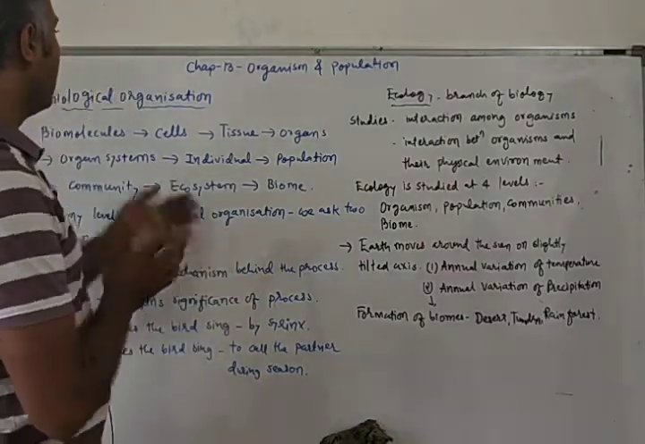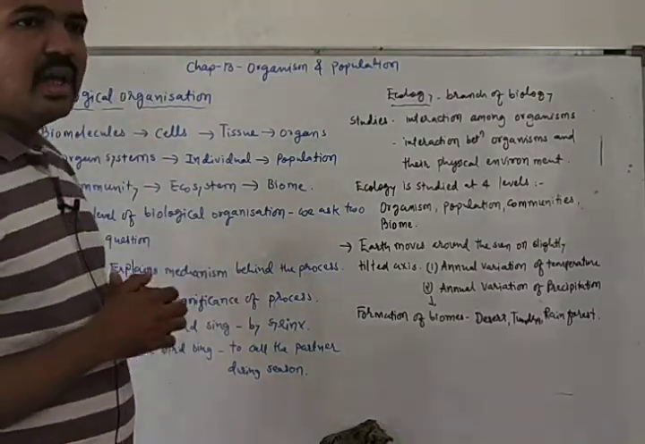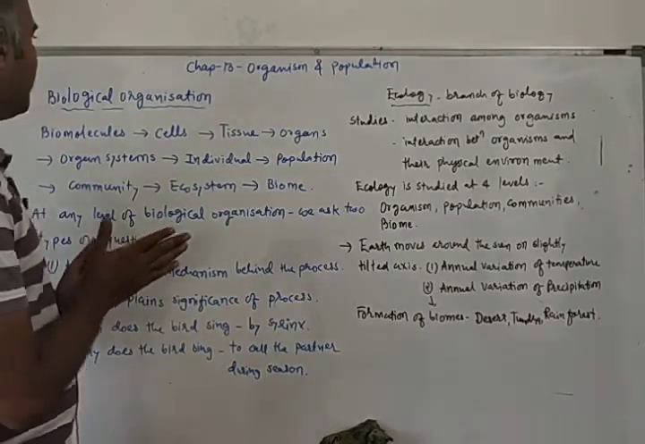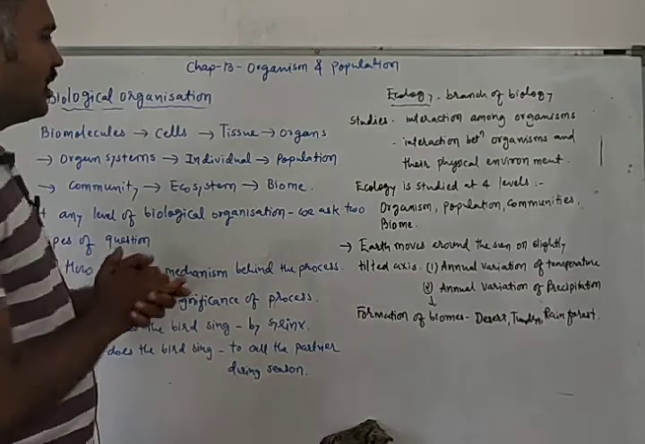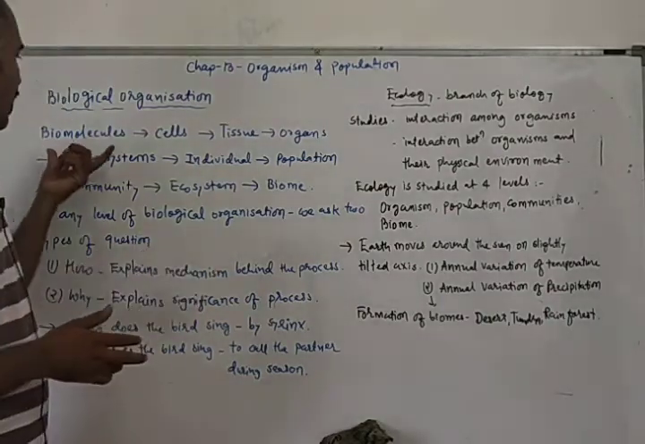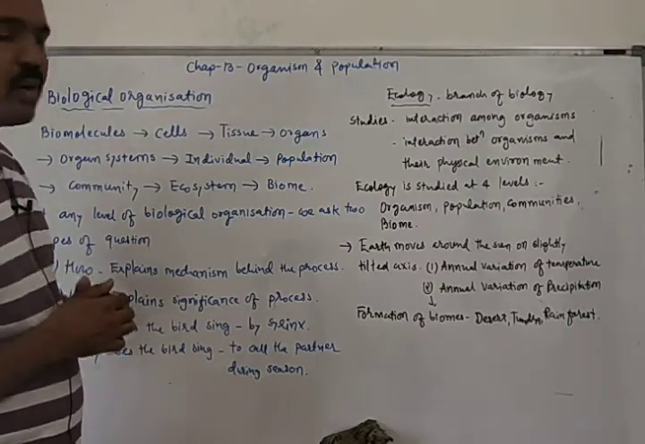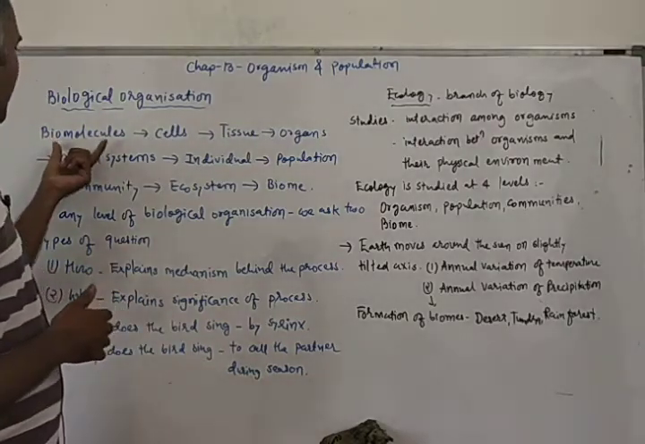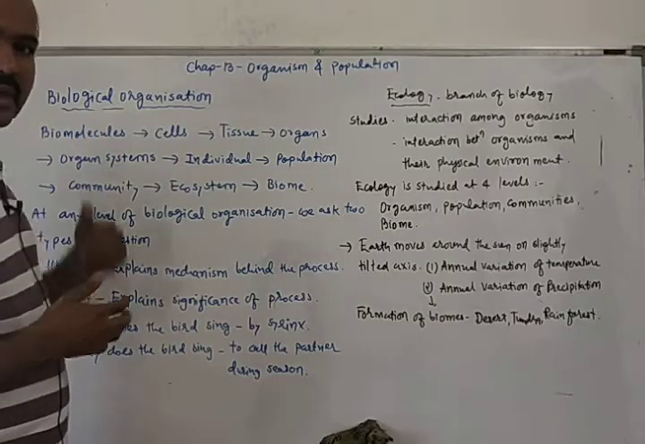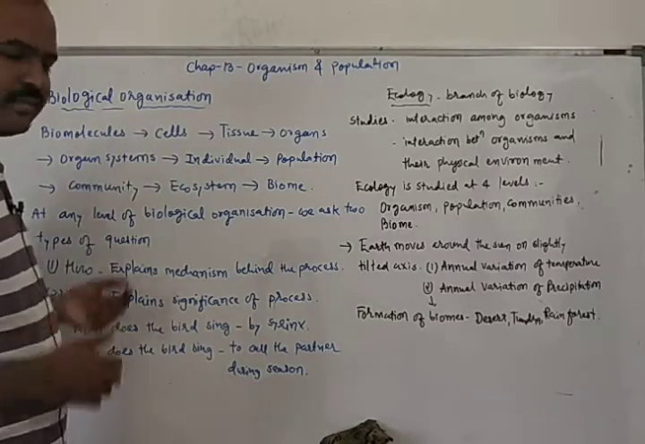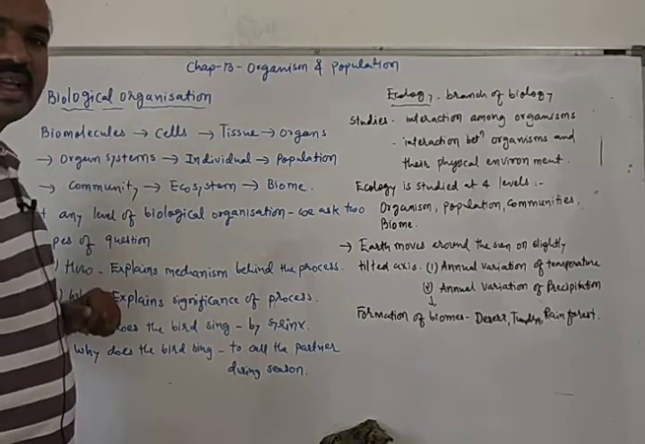In that, the first topic is biological organization. In this chapter we have to learn a topic called biological organization. What is biological organization? We all know that biomolecules are the smallest part of our body. Biomolecules unite to form cells.